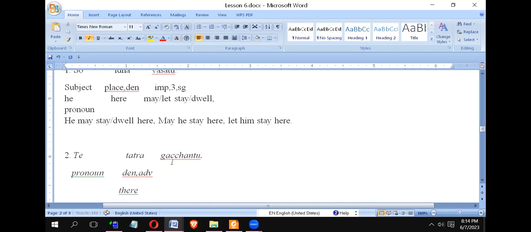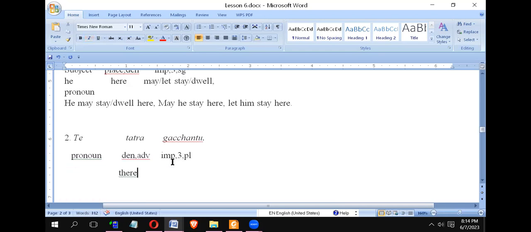Gachantu is imperative and it's a third person plural. So the meaning is go. Then the whole sentence will become: they may go there. May they go there. Let them go there. Is it easy, this one? Easy, right?